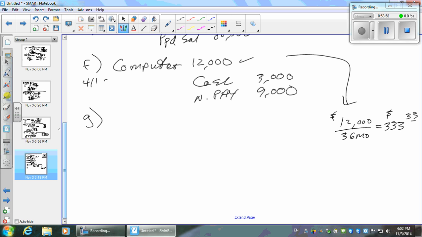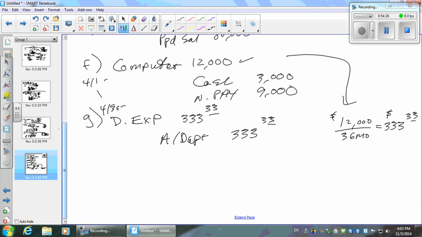Right? Very good. What do you want to debit? Depreciation expense. Okay, this is at April 30th. It's just for 30 days, right? That's the point. For 333.33. And credit what? Accumulated depreciation, because we're depreciating, right? That's how we do it. Okay, we got that one.